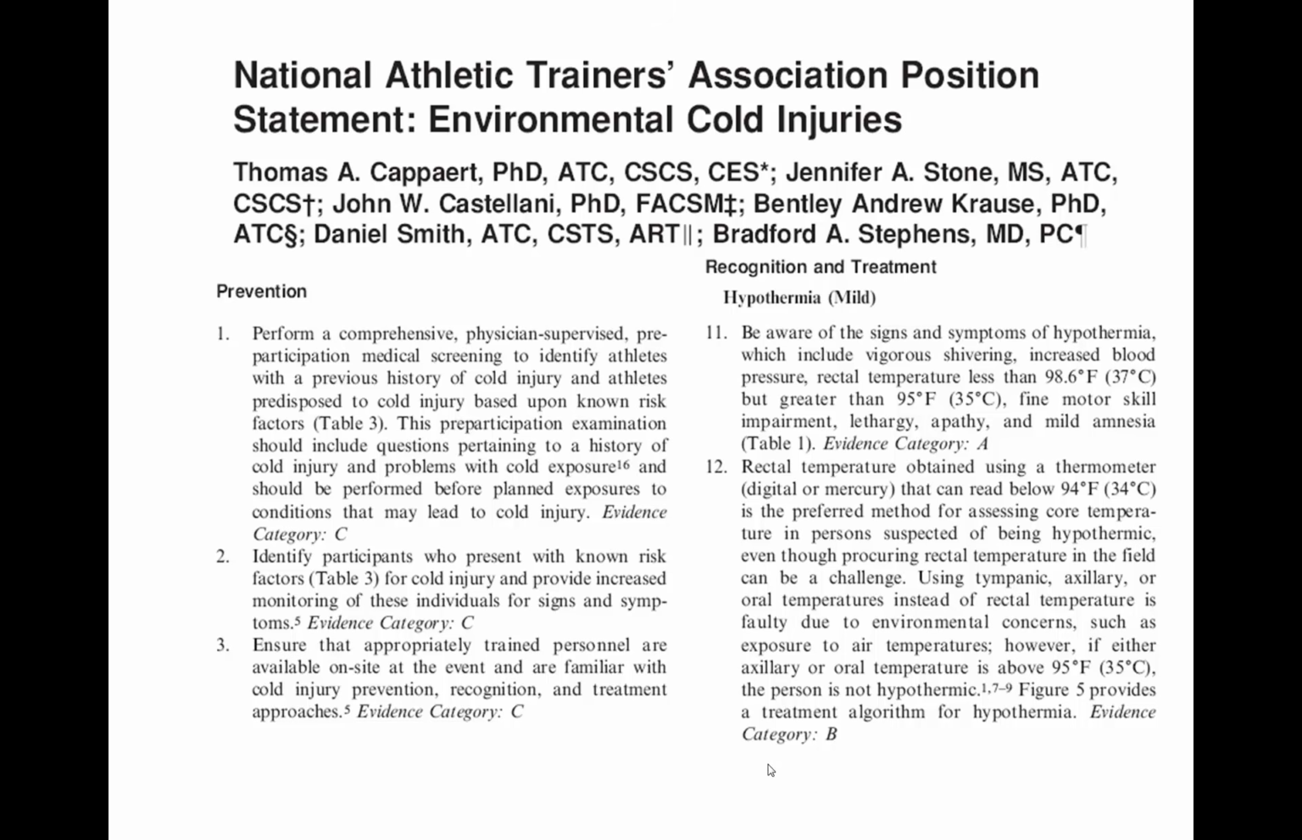The National Athletic Trainers Association started adding evidence categories for all position statements in 2009 and to the present. So for the recommendations listed at the start of the position statement, you can see here that some are identified as evidence category C or evidence category A. These are assigned based off of the SORT taxonomy.